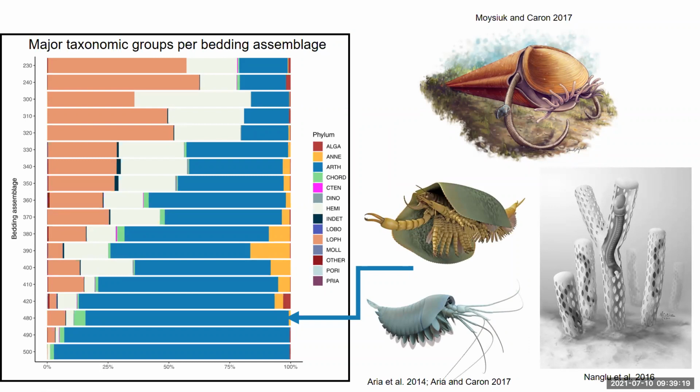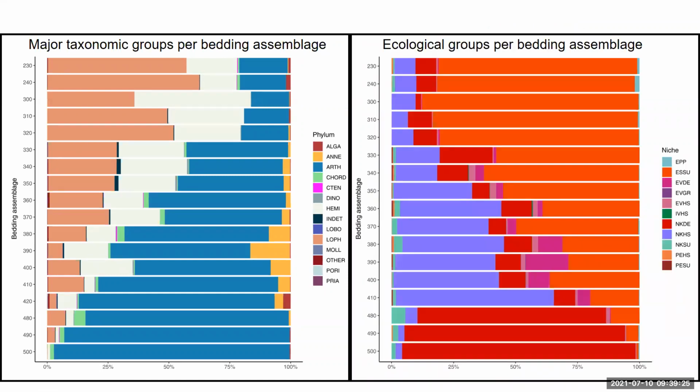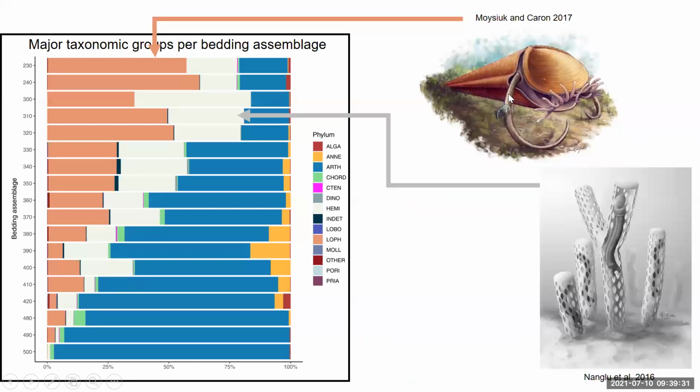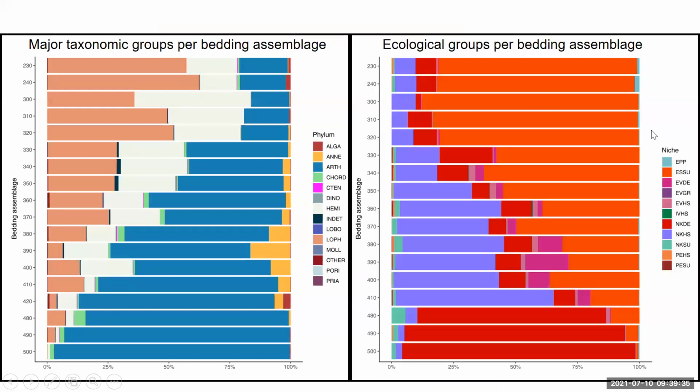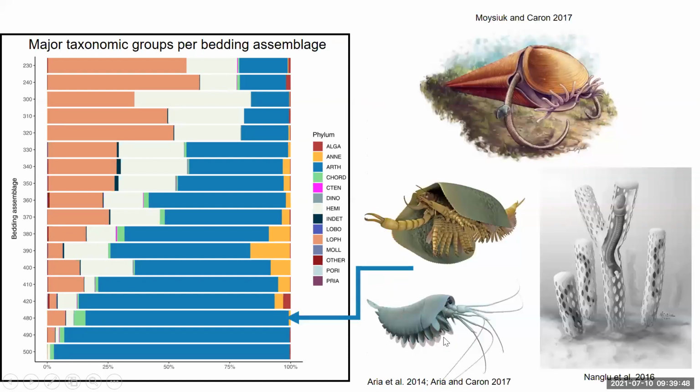Then if we flip the view here, and instead of looking at taxonomic groups and how they change throughout Marble Canyon, we look at ecological groups, we see that, again, these upper levels are dominated by suspension feeding animals, the lophophorates and the suspension feeding hemichordates. And then when we get to these mid to lower levels of the quarry, they're dominated, in this violet color, by nektobenthic predatory animals. So arthropods like you see here and here.